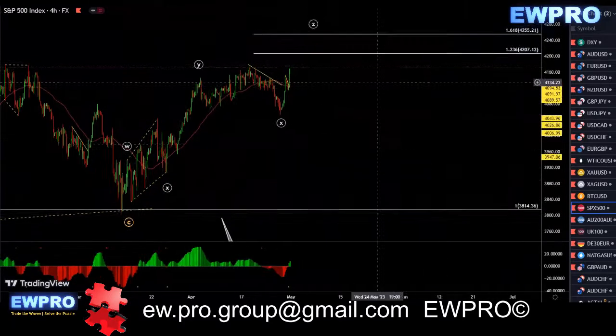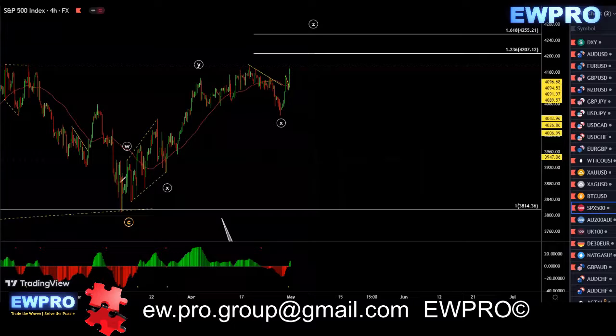This one's playing nicely on the H4. We got that WX, Y, X2, and we're looking for that Z up to that 161.8. First target is that 123.6, and that's the second target, that 161.8.